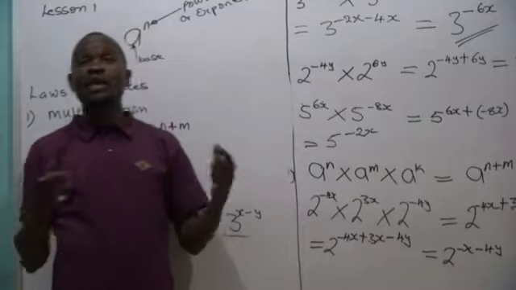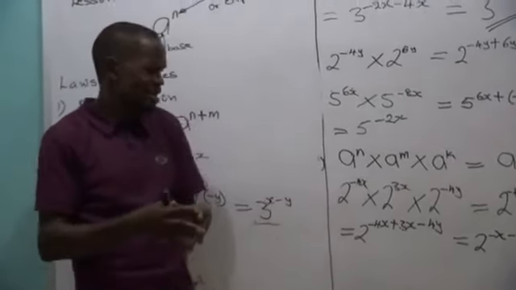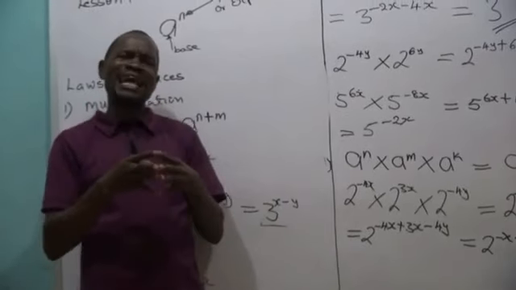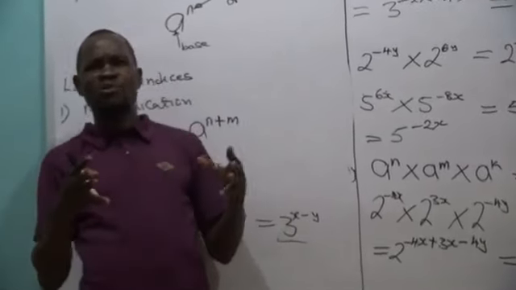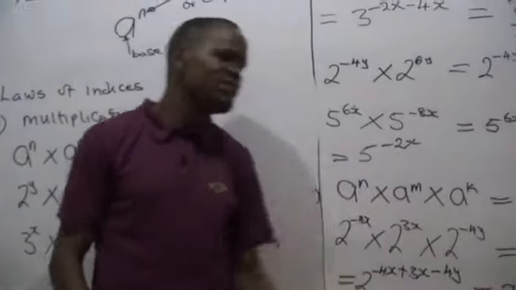But we can multiply unlike terms. We can't add unlike terms. We can't subtract unlike terms. But we can multiply them. So the only thing we can do with unlike terms is multiply them. We can't add them. We can't subtract them. Therefore, this answer will be left this way.